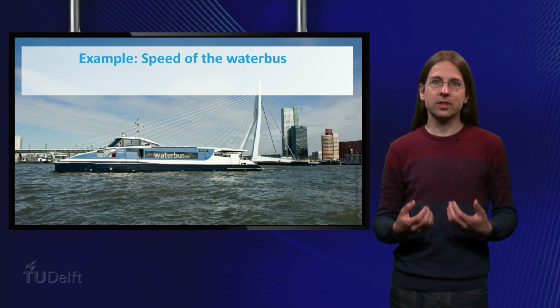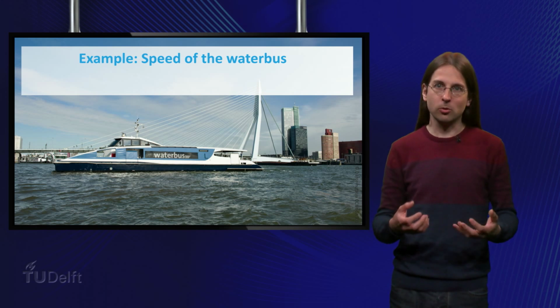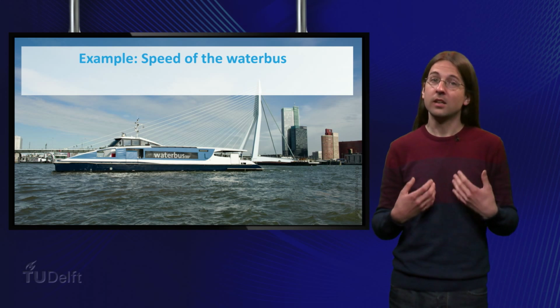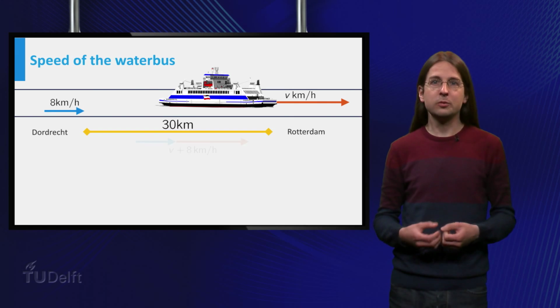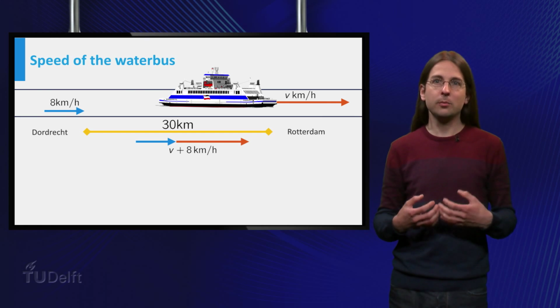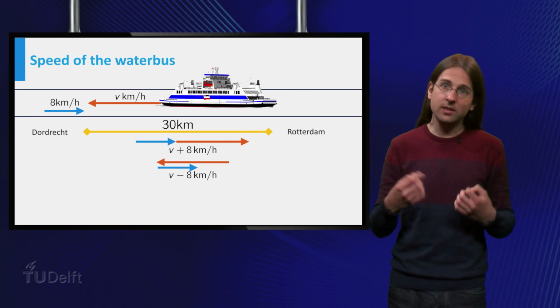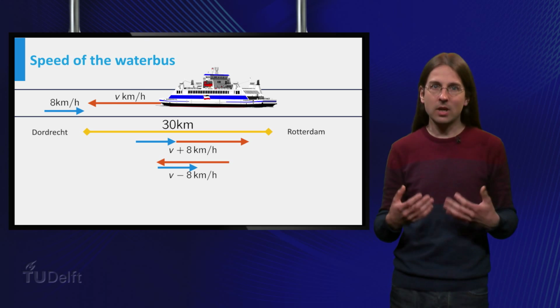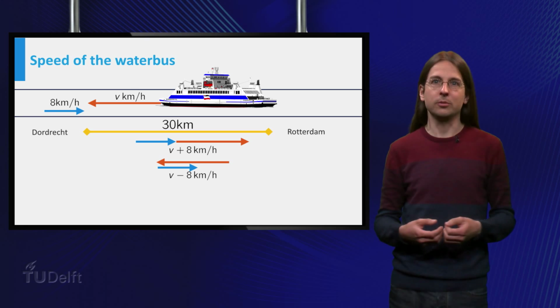As an application of an equation containing rational functions, consider the ferry between two cities in the Netherlands, Dordrecht and Rotterdam. The ferry speed with respect to the water is v. The water flows with a speed of 8 km per hour. On the way downstream, the speed of the ferry with respect to the banks is increased with the speed of the water and becomes v plus 8 km per hour. On the way back, the speed is decreased by the same speed, thus it is v minus 8 km per hour. The distance between these two cities is 30 km.